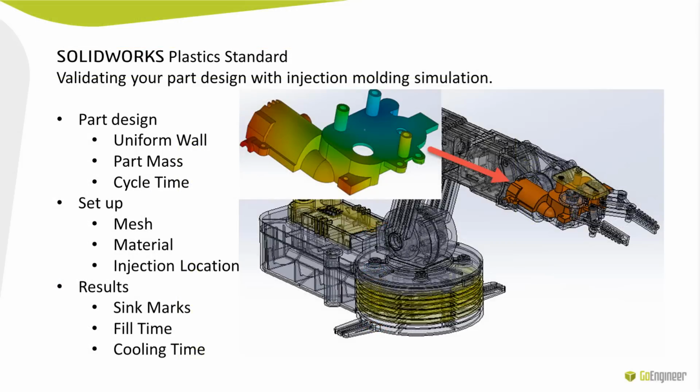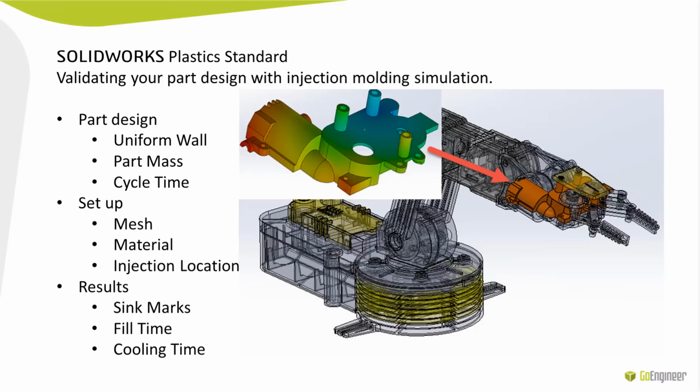So I've got a few slides. In this webinar, I'm going to cover the tools within SOLIDWORKS Plastics Standard that will help designers validate their plastic part design. The key topics that I'm going to cover are part design, where, when we're designing a part for injection molding, we want to concentrate on the uniform wall. I'm going to concentrate on the part mass and cycle time on this part to see if we can possibly reduce the part mass and in turn also reduce the cycle time, which in the end is going to reduce the cost of producing our part.